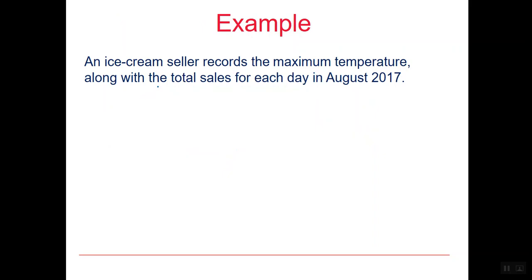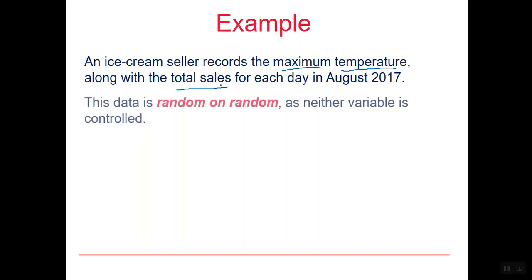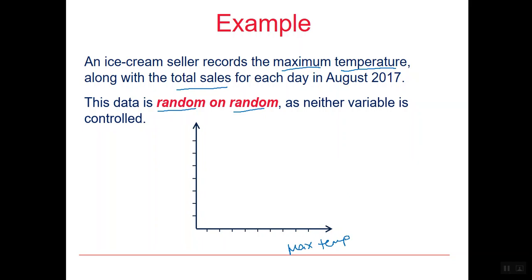In this example, an ice cream seller is recording the maximum temperature along with the total sales for each day in August 2017. This data is random on random because neither variable is controlled. However, we naturally assume that the temperature is influencing the ice cream sales and not the other way around. So we put maximum temperature on the x-axis and ice cream sales on the y-axis.